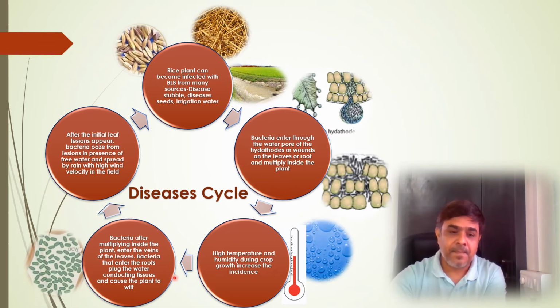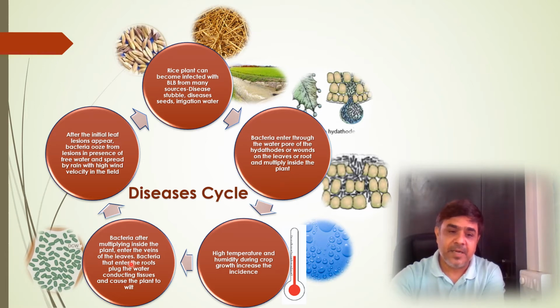Then the bacteria, after multiplying inside the plant tissues, enter the veins of the leaves. Bacteria that enter the roots plug the water conducting tissues, that is the vascular bundles, and cause the plant to wilt, and the complete plant can die within a short period of time.